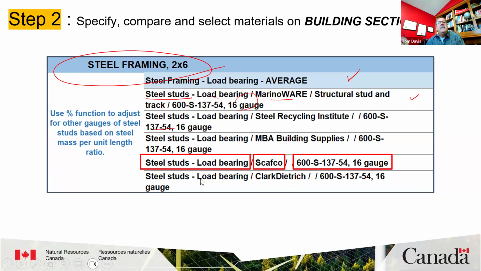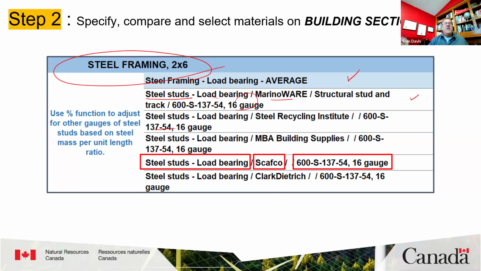So in the product list, you'll see information about each specific product. It includes product type, steel studs, load bearing, manufacturer, product name, product specifications. Before making product selections, be sure you understand the product information and ensure the product is suitable for the project's requirements. You still have to make design decisions, right?